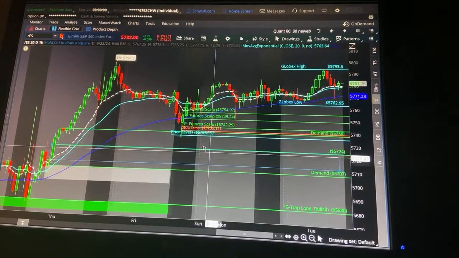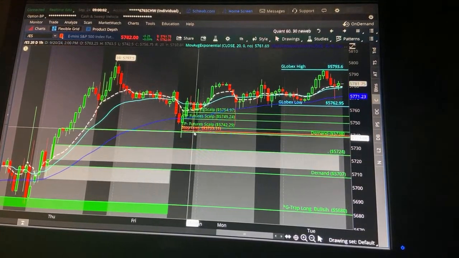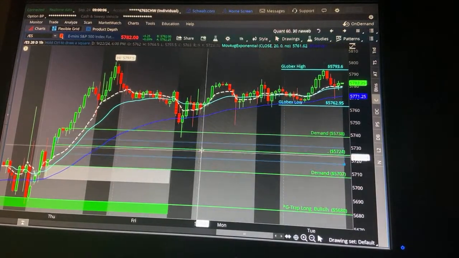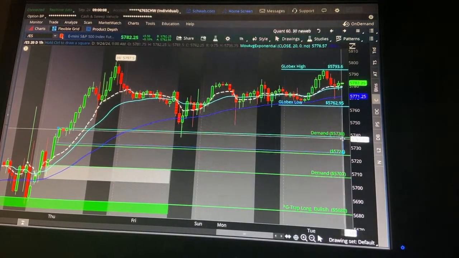It was a nice little trade there. All right, it was good. I'm just going to clean this up a bit here, and then I'm still going to reference this area here, the 57.38.